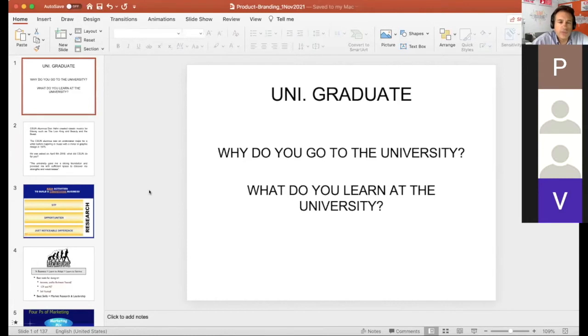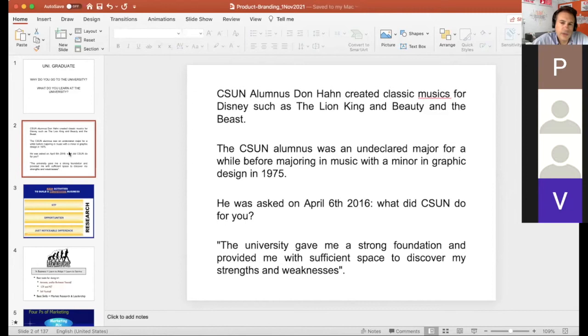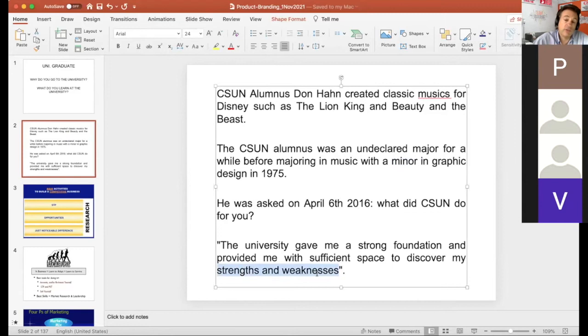Okay. So why did you go to university? What did you learn at the university? You learn some information that has to do with your minor, but the big thing is to learn your strengths and your weaknesses. At the university, you learn a subject, but I think what you learn the most is you learn how to learn.